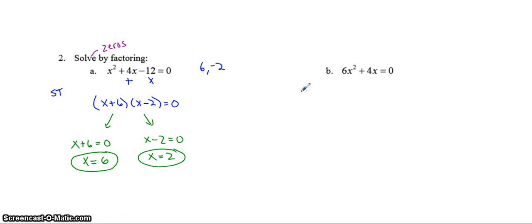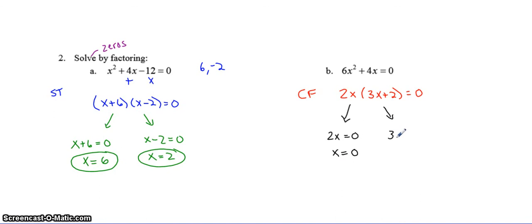For question B, this type of factoring is common factoring. So the greatest common factor would be 2x, and you are left with 3x plus 2. Don't forget to write the equals 0 at the end of each line. Once again, take each factor, set it equal to 0, and solve for x. In this case, you're going to divide both sides by 2. So x equals 0 is one of your answers.